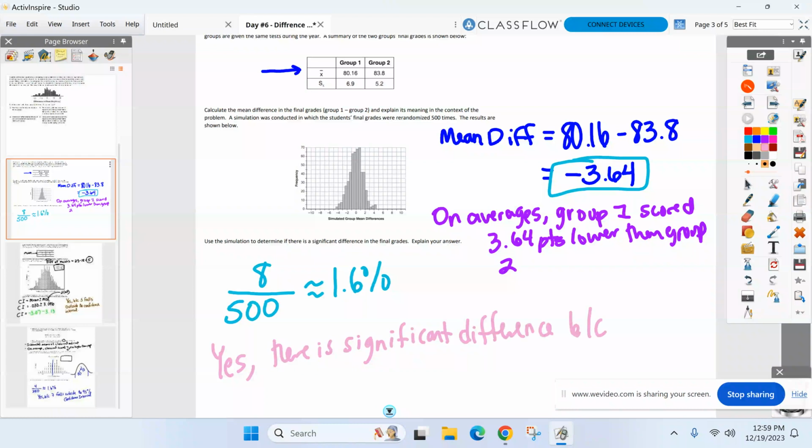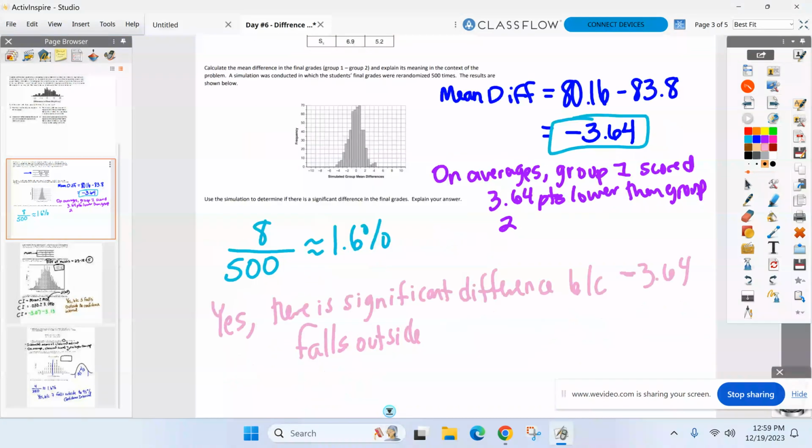Because, what was our number? -3.64 falls outside the 95% confidence interval. So it looks like the tutoring paid off.